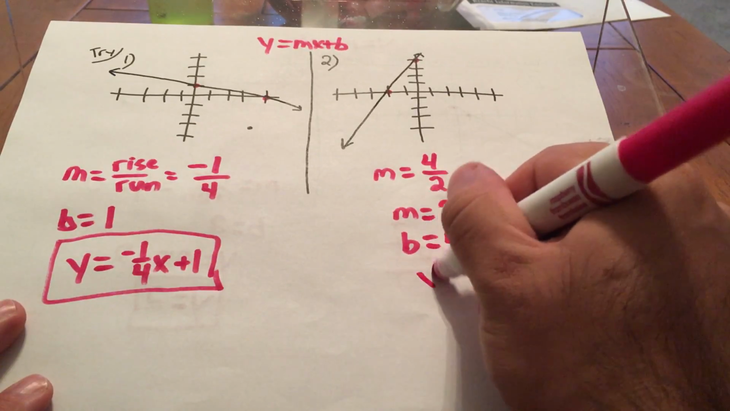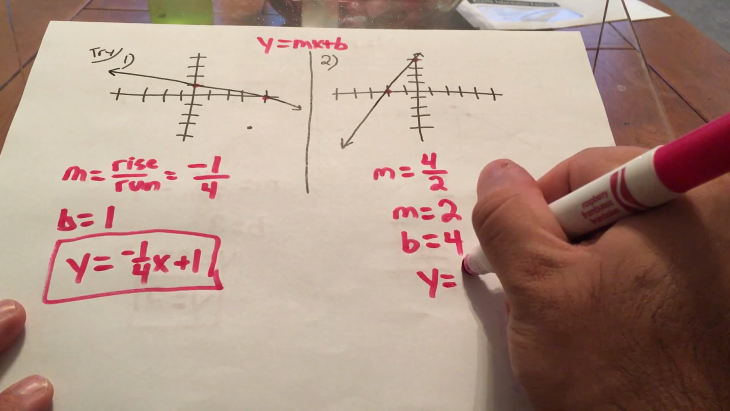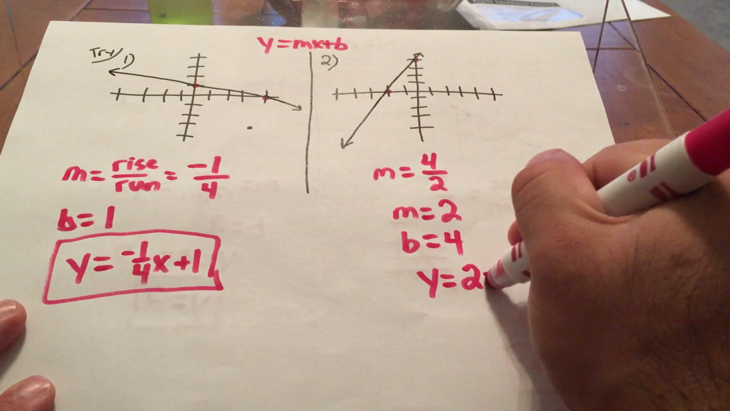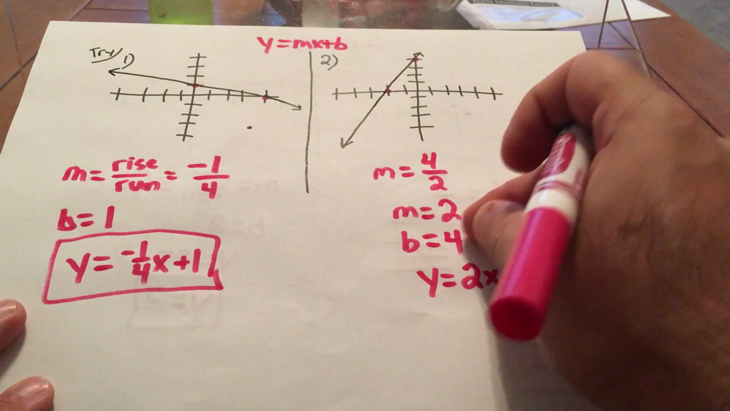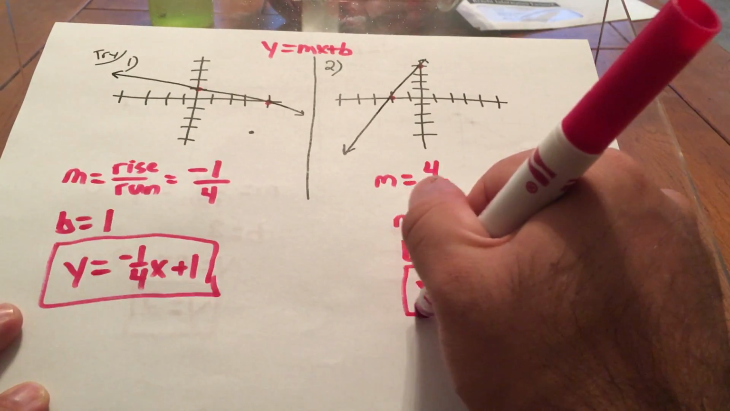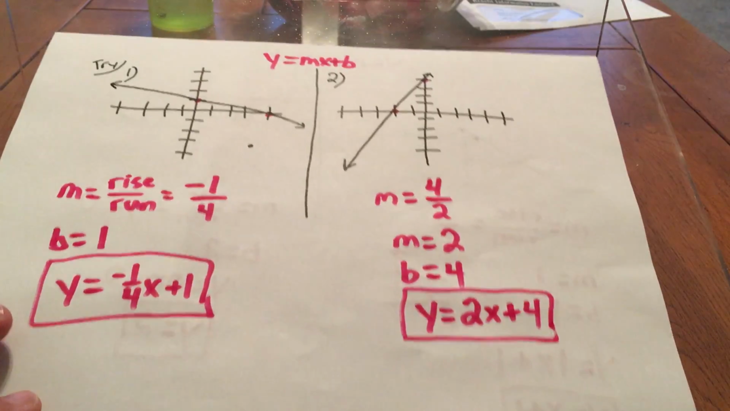So your equation for this line is y is equal to 2. Lift out the m, put in what we found, 2x. Lift out the b and put in the number we found for b, plus 4. And this is the equation for your line. If you have any questions, bring them to class.